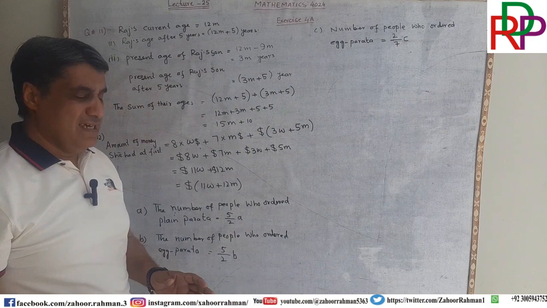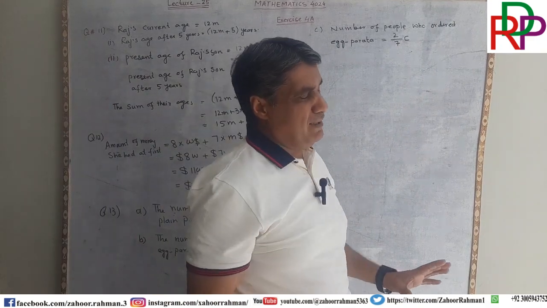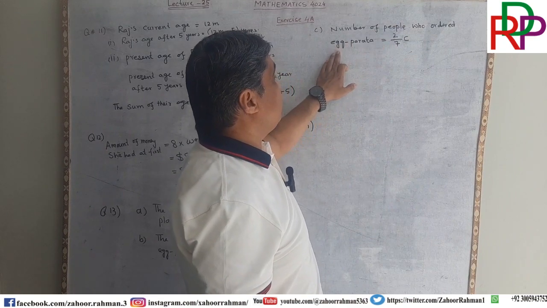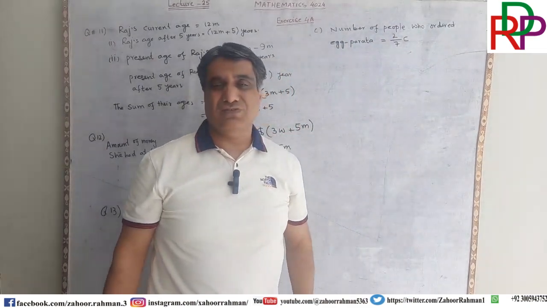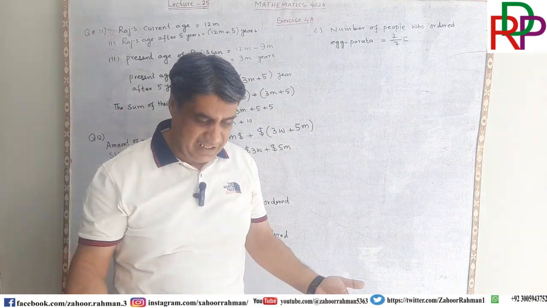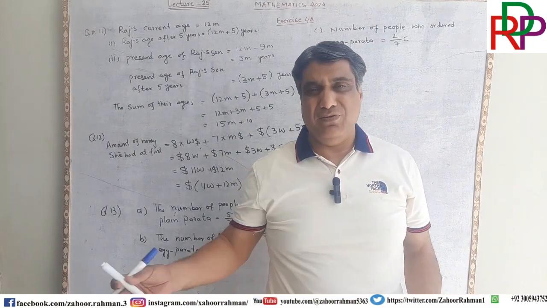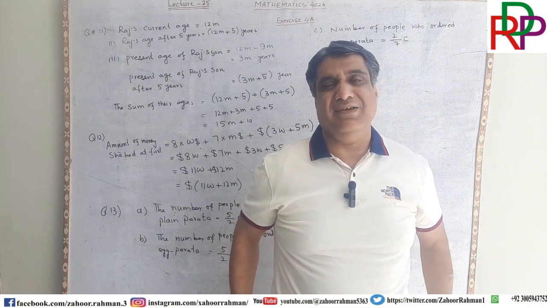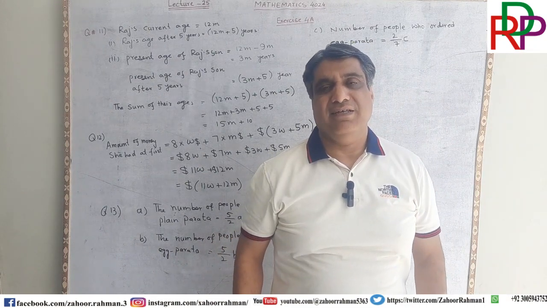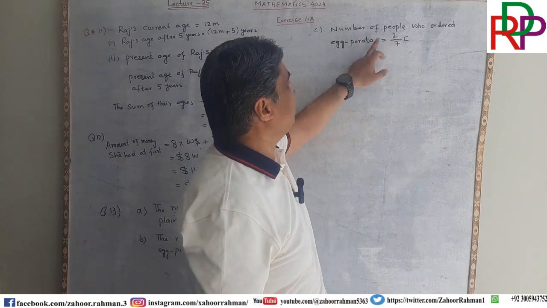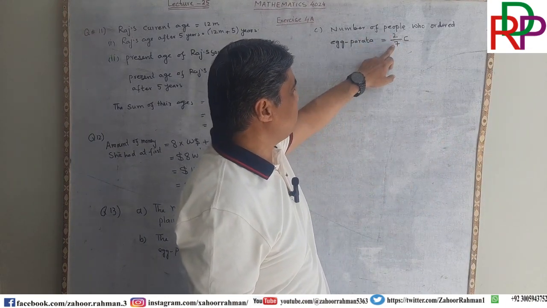2 over 7. Let me leave it for you. The number of people who ordered plain paratha will be how much? This is an exercise for you, and you have to write the answer in the comments if you can solve it. It is very easy, because in this case 2 people order out of 7.